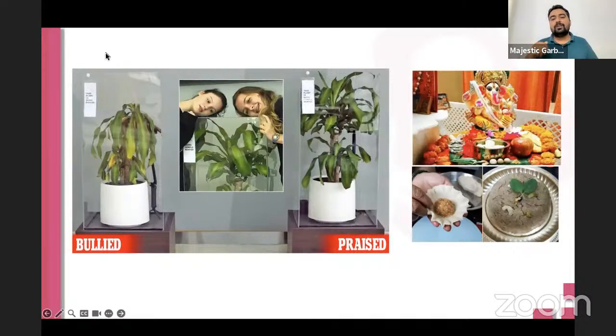And this research has been conducted in Japan, where two plants were kept for the research. One plant was praised on a daily basis for 1 month. The second plant was bullied for 1 month. For the entire month, both plants were given the same amount of fertilizers, the same amount of water, air, everything was the same. Still, after 1 month, one plant was growing properly and the other plant was not growing properly. Thoughts and emotions have that impact even on vegetables, plants. And we get our food from plants only, right?